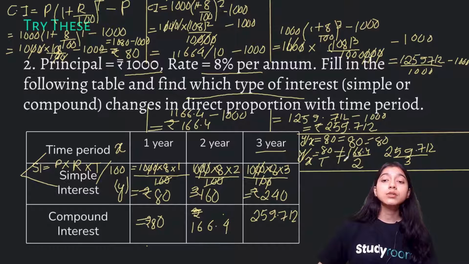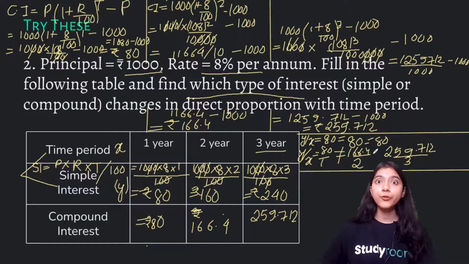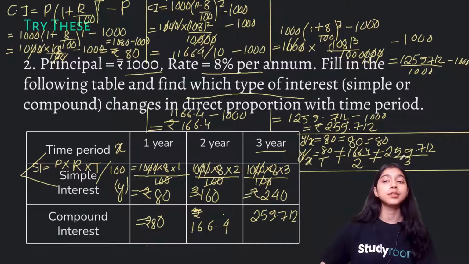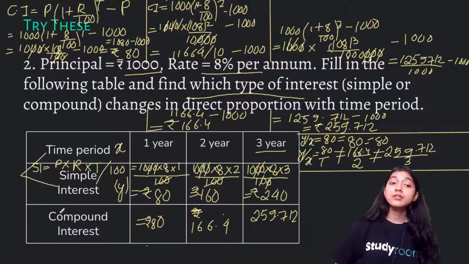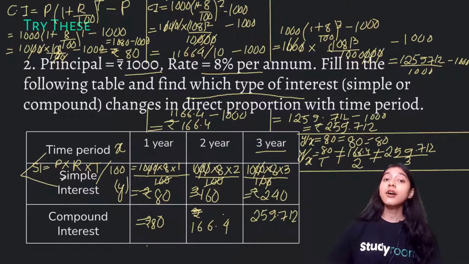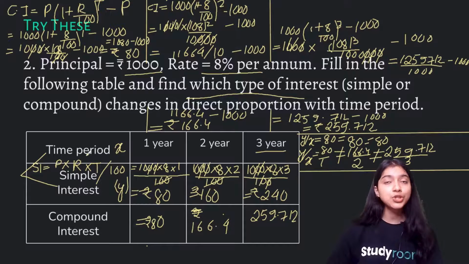Now, we find that these ratios are not the same. 80 by 1 is not equal to 166.4 by 2, and this is not equal to this. So ultimately, we can say that this ratio is not a constant. So compound interest is not in direct proportion with time period. So our answer will be that simple interest is the interest which is in direct proportion with the time period.